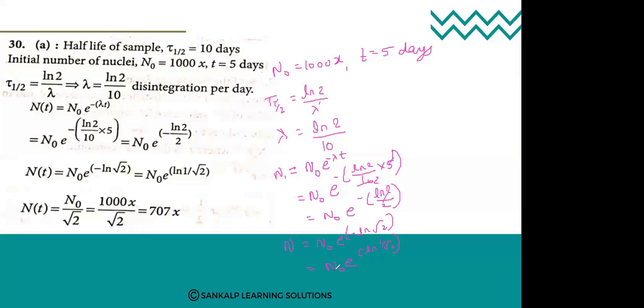So therefore, here N of t is equal to N naught divided by root 2. N naught is given as 1000 into x upon root 2. If you simplify, 1000 by root 2 will be 707 into x. So option A is the right answer. Yes, copy down.